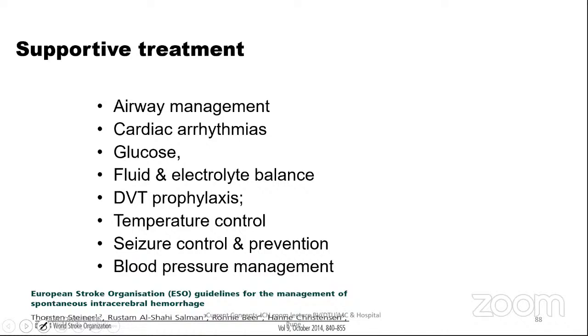And the supportive management: airway management, cardiac arrhythmias, glucose, fluid and electrolyte balance, DVT prophylaxis, temperature control, seizure control and prevention, blood pressure management, which we have already discussed.